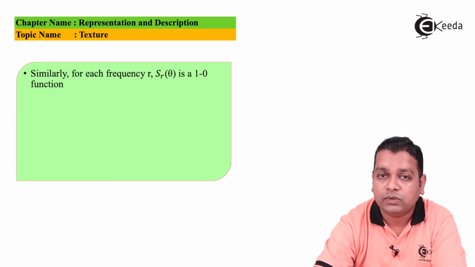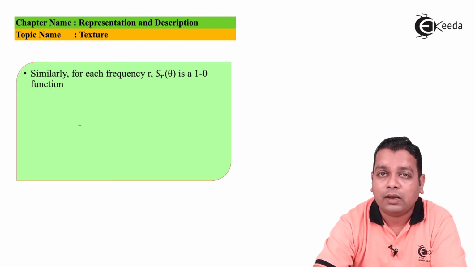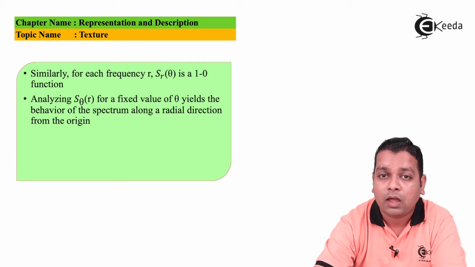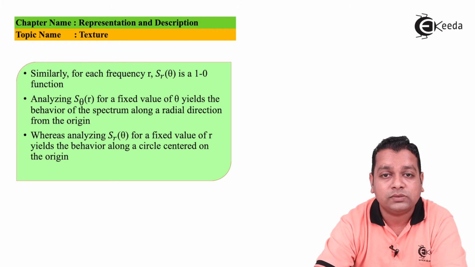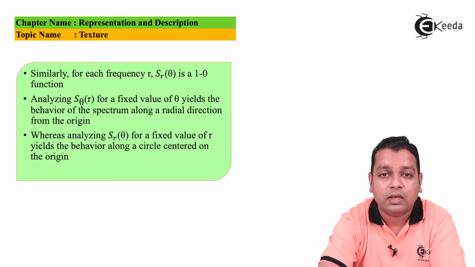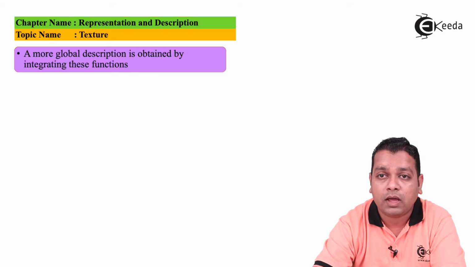Similarly, for each frequency denoted by r, we have the function representation S_r as a function of theta, again a one-dimensional function. Analyzing S_theta as a function of r for a fixed value of theta yields the behavior of the spectrum along a radial direction from the origin, whereas analyzing S_r as a function of theta for a fixed value of r yields the behavior along a circle centered on the origin.